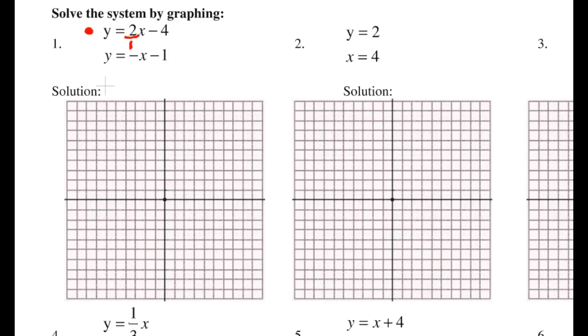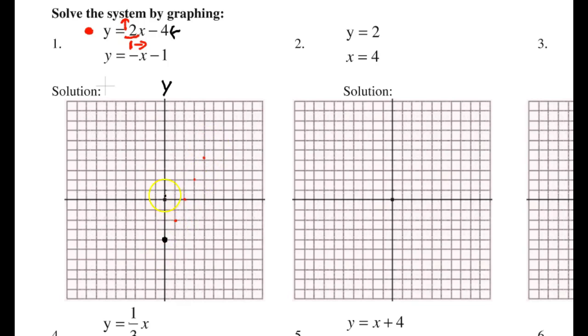Start at the y-intercept. In this case, it's -4. So remember the y-axis is right here. 1, 2, 3, and 4. All right? And then use your slope. Go up 2 and right 1. So just do that a few times. Up 2, right 1.